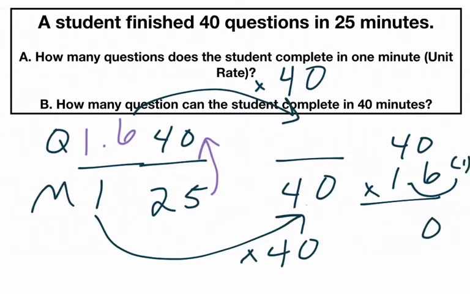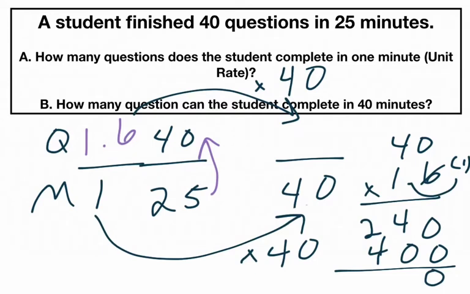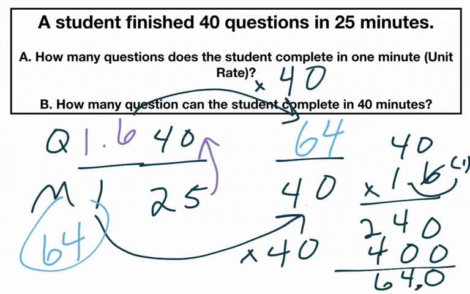6 times 0 is 0. 6 times 4 is 24. Put the 0, put the 0. 1 times 0 is 0. 1 times 4 is 4. And then we're going to add up. I get 0. Not awesome job yet, but almost 0. 4 plus 0 is 4. And 4 plus 2 is 6. Bring the decimal back in there. And this student, sorry that's a little messy, but this student can answer 64 questions in 40 minutes, okay?